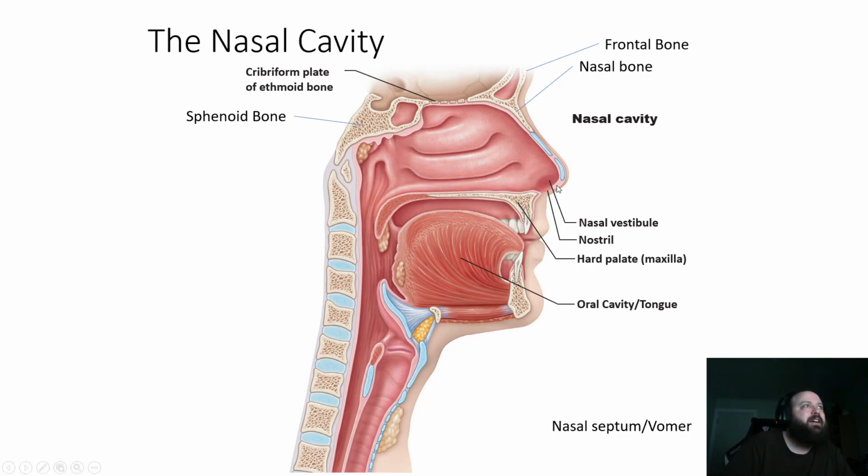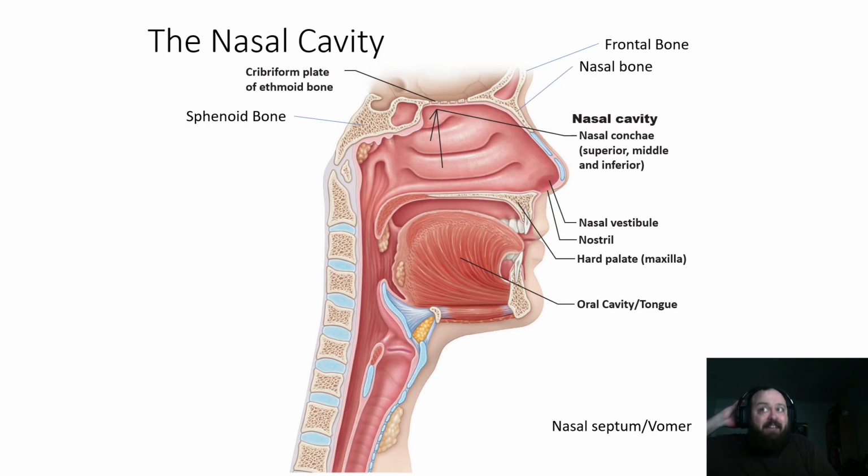So we have a stratified squamous epithelium at the start of the nostril and the nasal vestibule, but the remainder of the nasal cavity is going to be a mucosa, a mucous membrane, and I'll go into describing that in quite a bit of detail in the next mini lecture. So now you have the nasal vestibule. Then we have the nasal cavity. The nasal cavity, as you can see here, has these 3 shelves of tissue. These are called the nasal conchae. There's the superior one, there's the middle one, and then there's the inferior one.